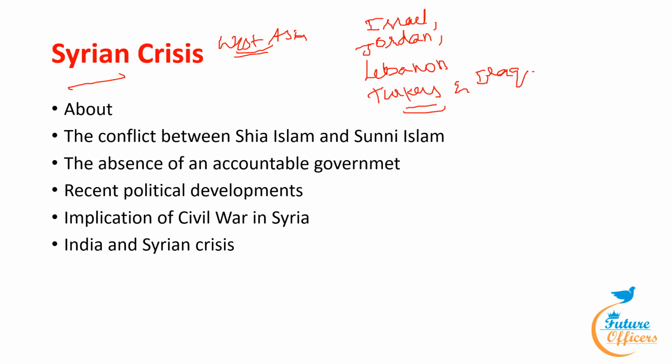Now, what about the absence of an accountable government here? There is no democratic or accountable government. It led to citizens' unhappiness in the majority of West Asian nations. The Arab Spring, also known as the Jasmine Revolution, was the democratic movement that began in Tunisia in 2011 against the country's authoritarian government. This prompted other nations in the area to speak out against their governments.